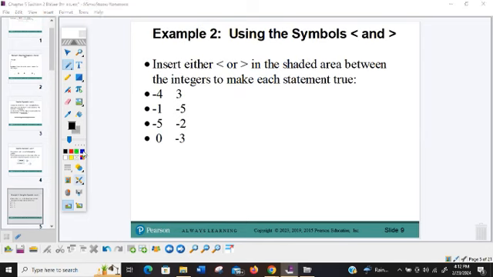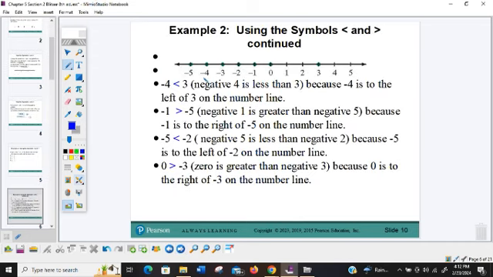So let's look at this one. They want us to put either less than or greater than here. So we have -4 and 3, -1 and -5, -5 and 2, 0 and 3. Let's look on the next slide where we can compare them on a number line. Okay, so -4 would be here, and +3 would be here. So you can tell that -4 is on the left. It is less than a +3.